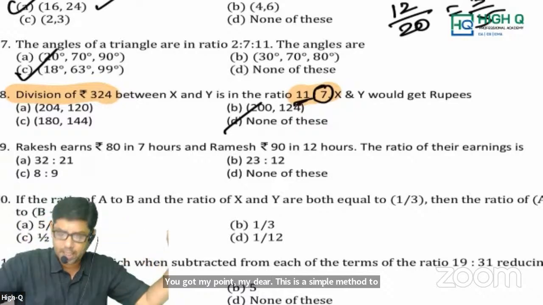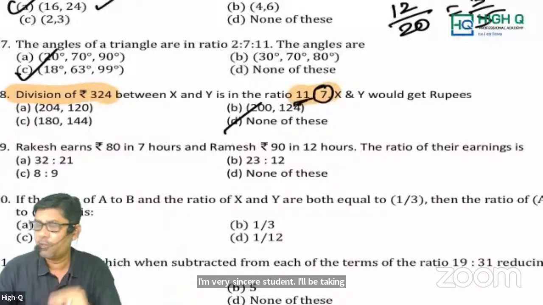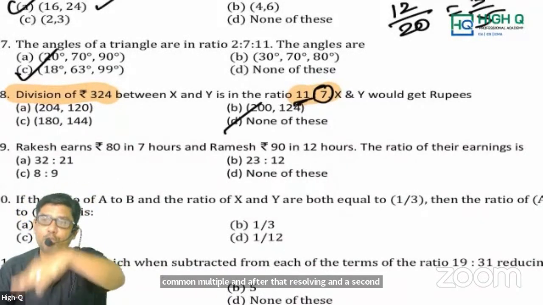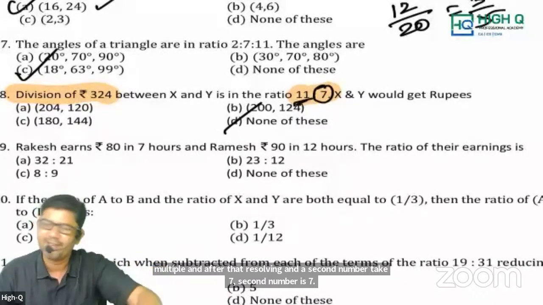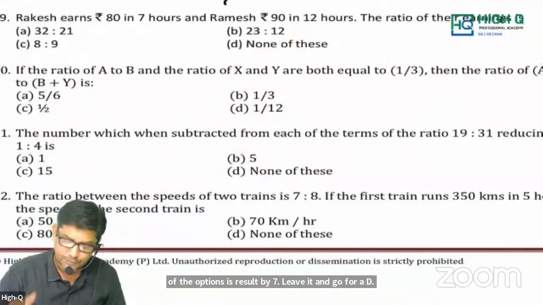No, sir, I'm a very sincere student. I'll be taking the common multiple and after that I'll be solving. Take the second number, 7. You check, the second number should be divisible by 7. None of the options is divisible by 7. Leave it and go for D. Just blindly follow this.